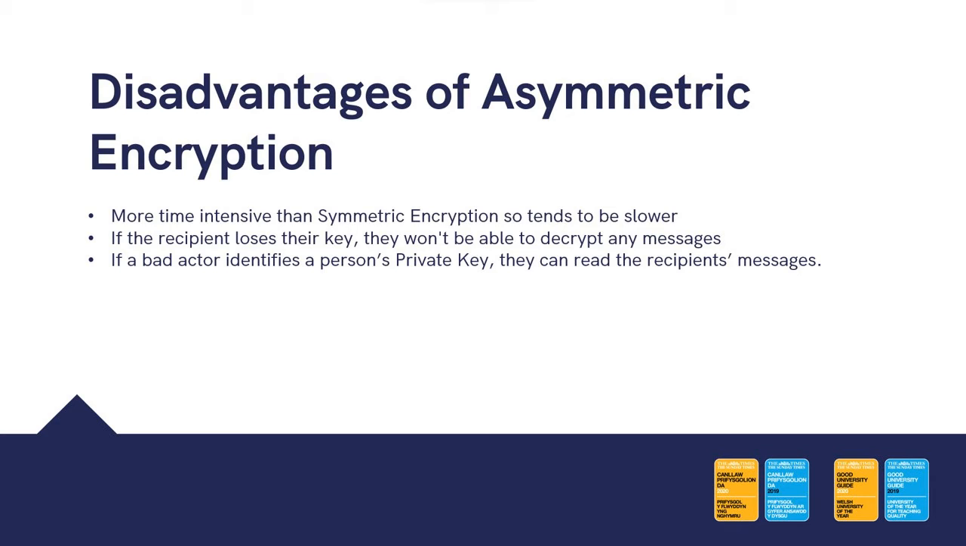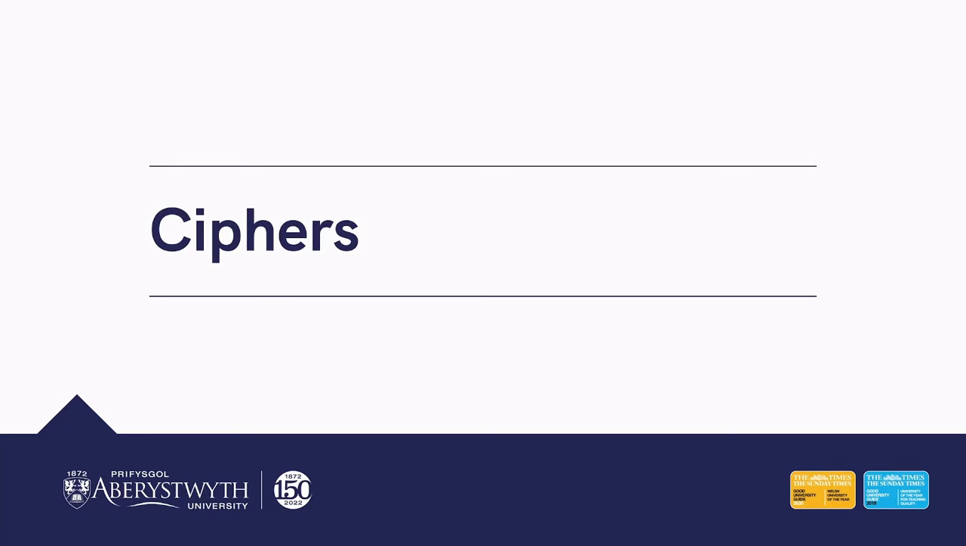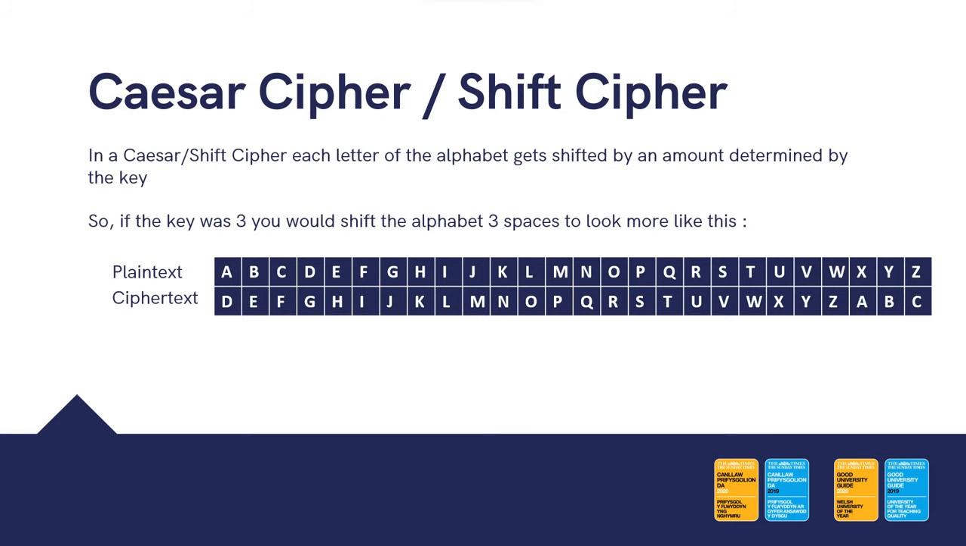So if a bad actor identifies a person's private key, they can read all the messages, and then all your messages have been compromised. So next, let's talk about ciphers real quick. In this section, we're going to talk about two main ciphers, the shift cipher and the XOR cipher. To start with the shift cipher, each letter of the alphabet gets shifted by an amount determined by the key.